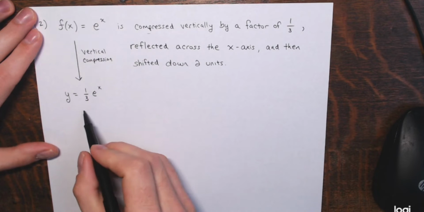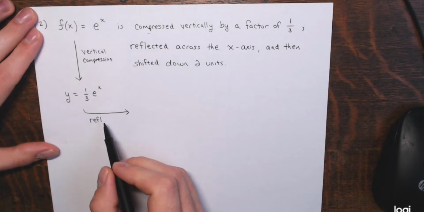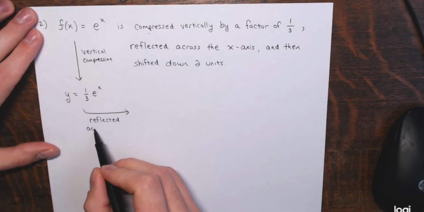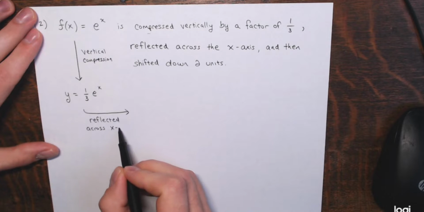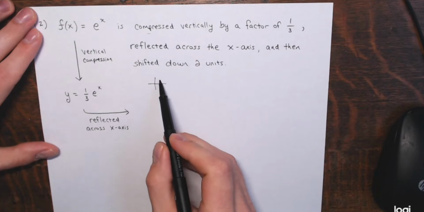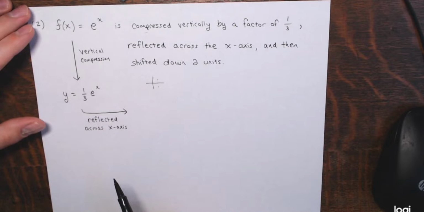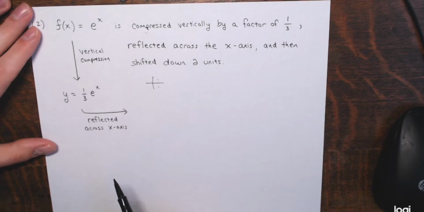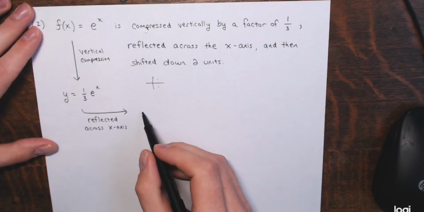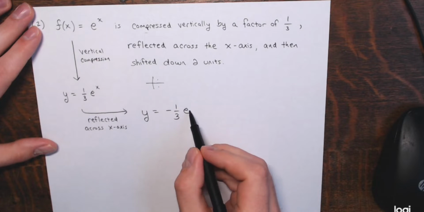Then reflected across the x-axis. Now this is across the x-axis, not the y-axis. Now reflecting across the x-axis is a vertical motion, right? And so to reflect across the x-axis, you simply take the previous rule and multiply it by -1. So we have y equals -1/3 times e to the x.